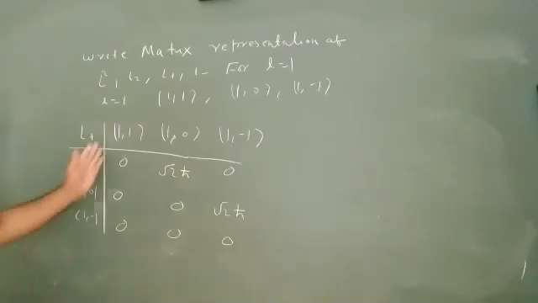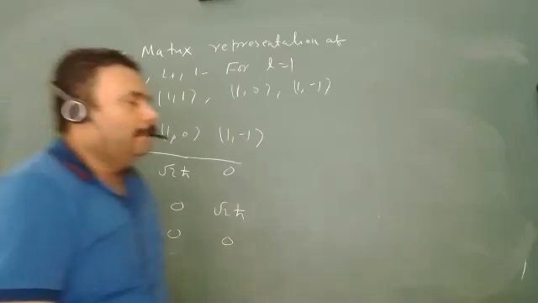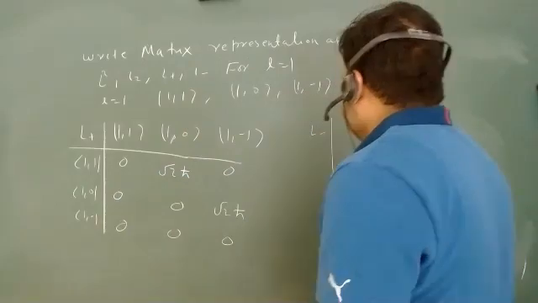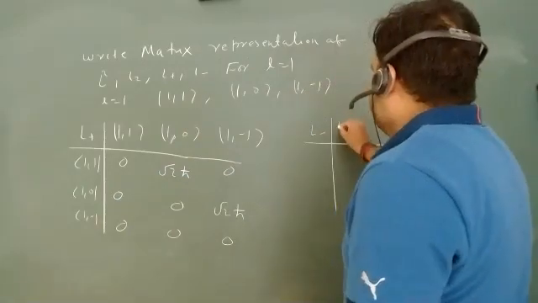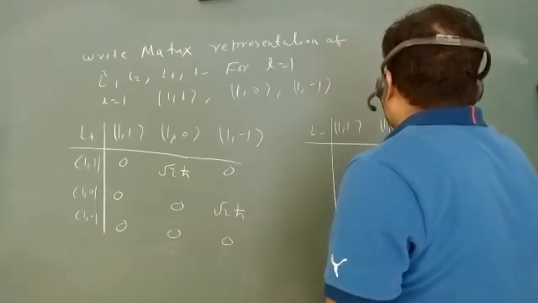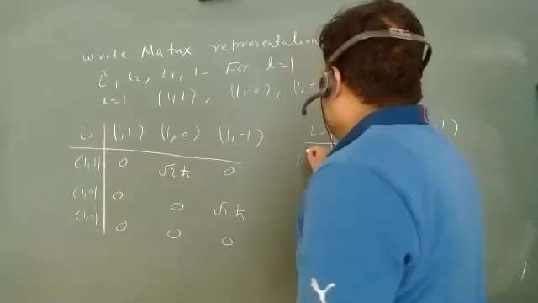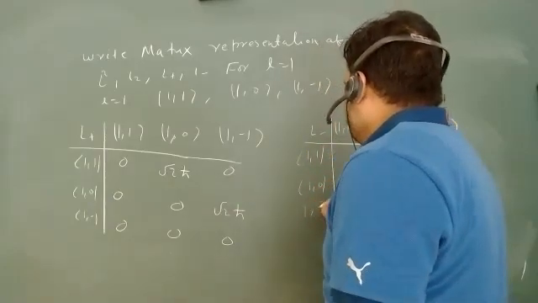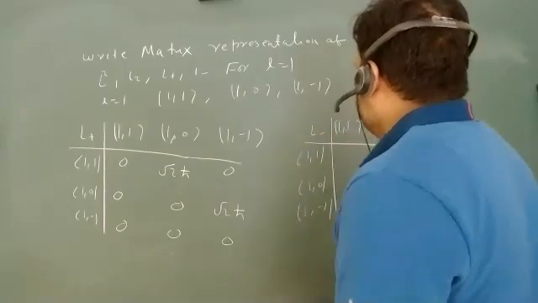Isn't it? This is your diagonal. The upper part you have some number. Similarly, you can get L minus. And once you get to L minus, that will be |1,1>, |1,0>, |1,-1>. You have |1,1>, |1,0>, |1,-1>. L minus will go to this.